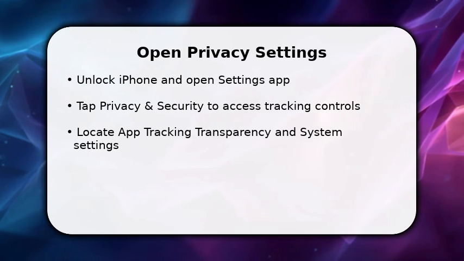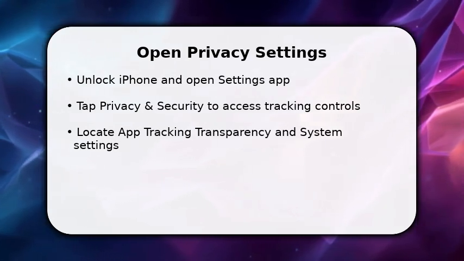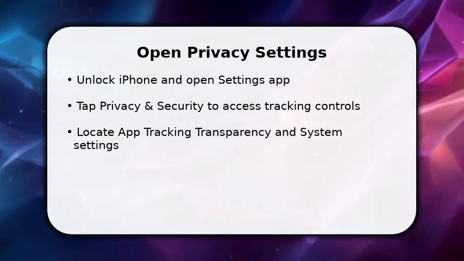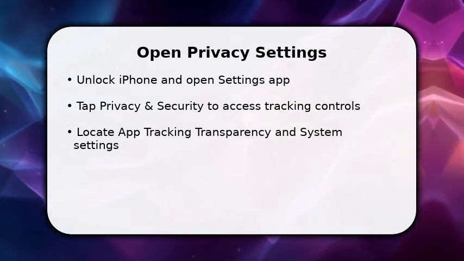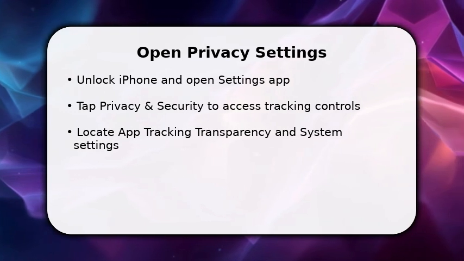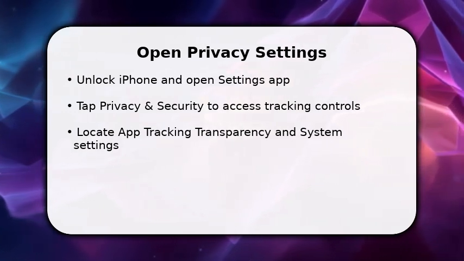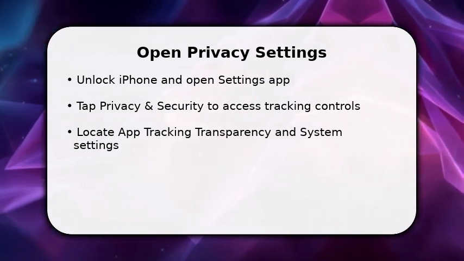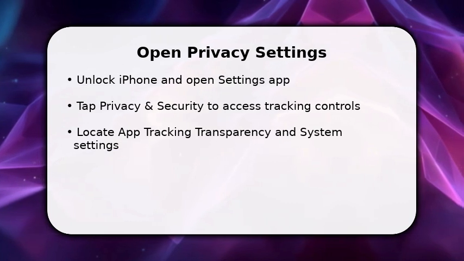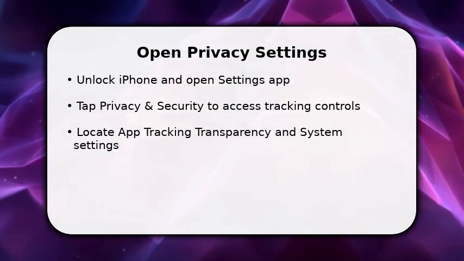You start by unlocking your iPhone and opening settings so you can act immediately. Tap Privacy and Security. This is where Apple centralizes tracking controls. Once inside, scroll to App Tracking Transparency and the System Tracking options. You need both. Make sure your device is updated because labels and locations change with iOS releases.